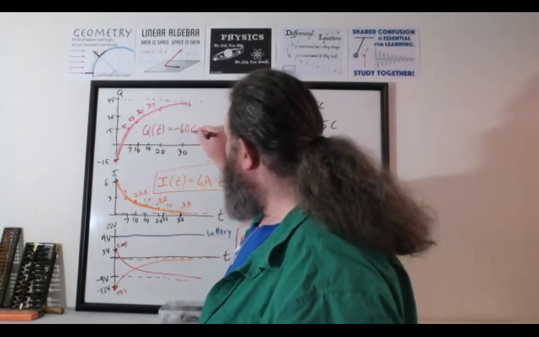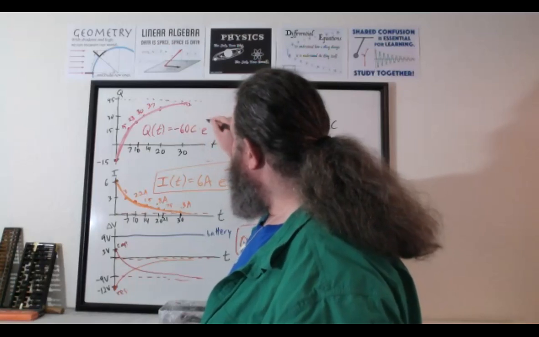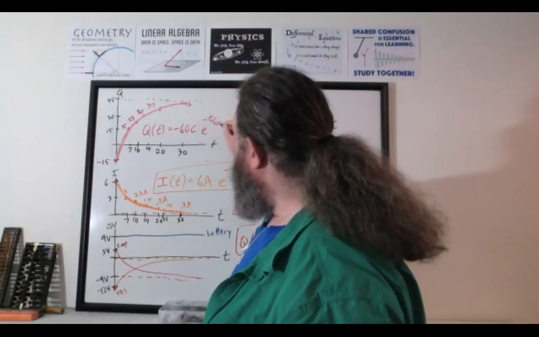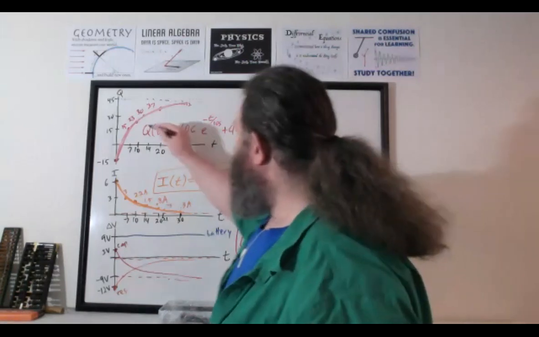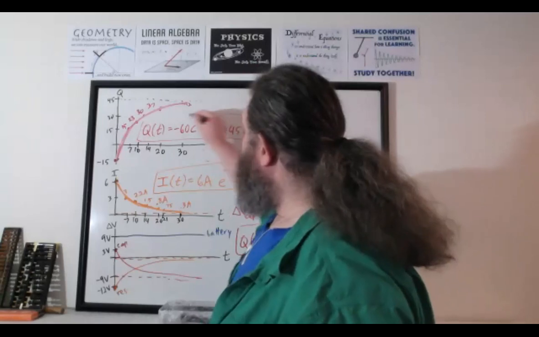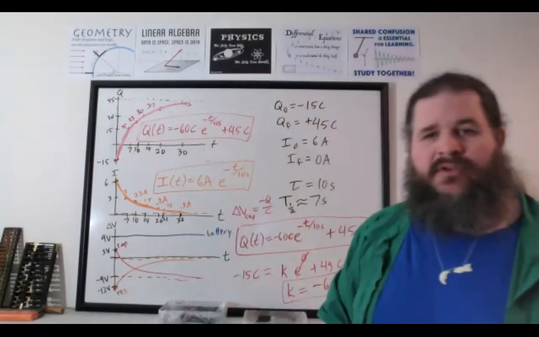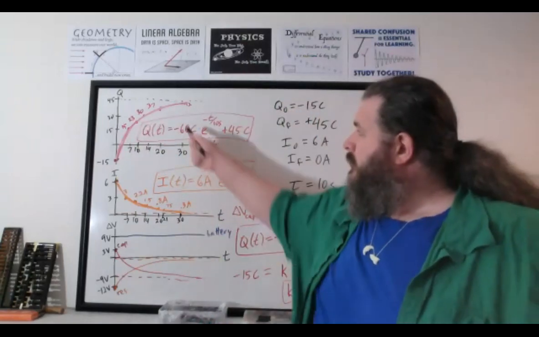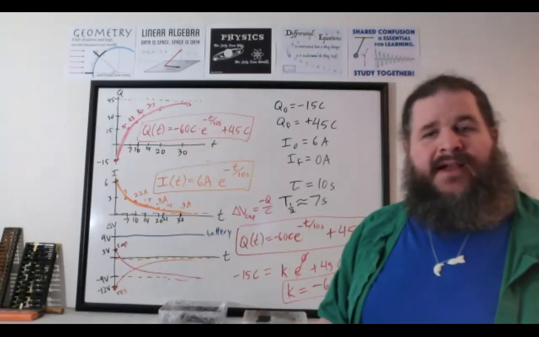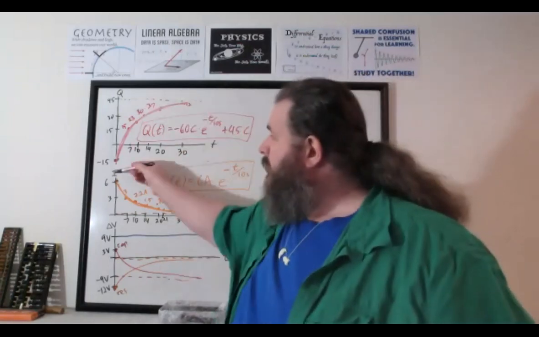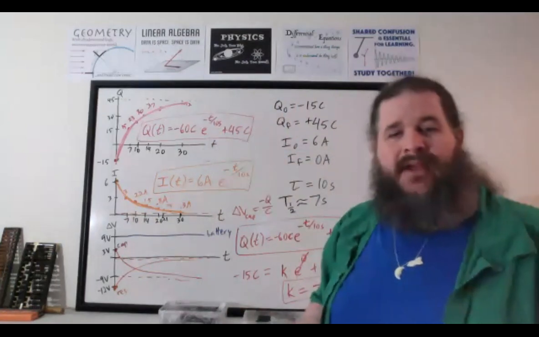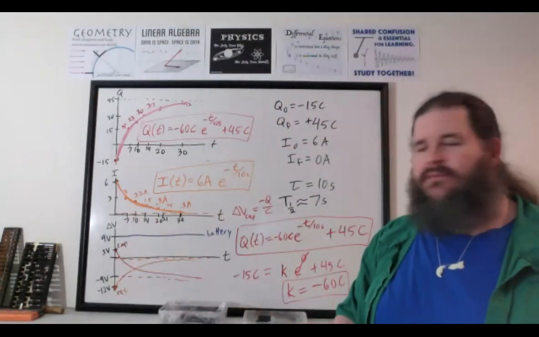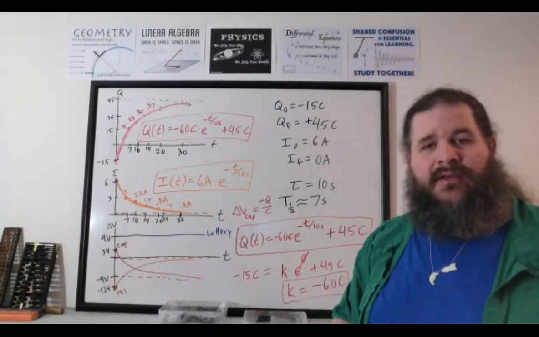Negative 60 coulombs times e to the negative t over 10 seconds, which is the same for all of these, plus 45 coulombs to give it the right asymptote. So the plus 45 coulombs constant determines the asymptote. The negative 60 coulombs multiplier reflects that the initial condition is 60 below the asymptote, and the negative t over 10 seconds describes how fast it decays. Specifically, the 10 seconds is the time constant, R times C.